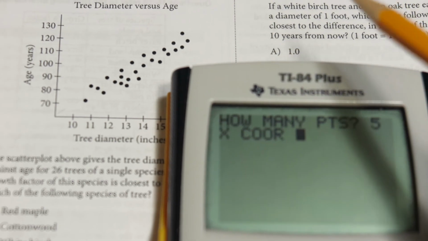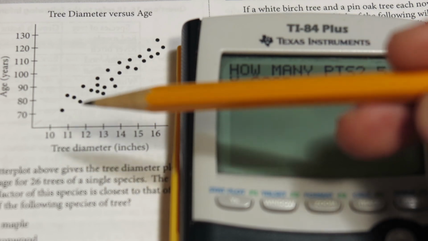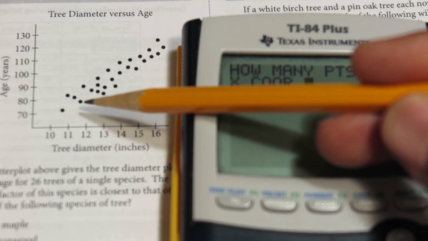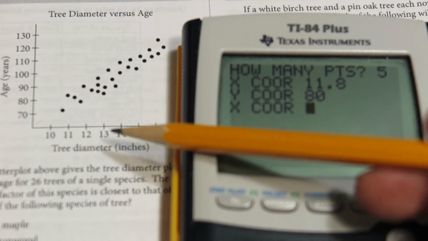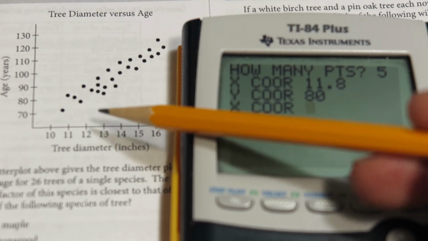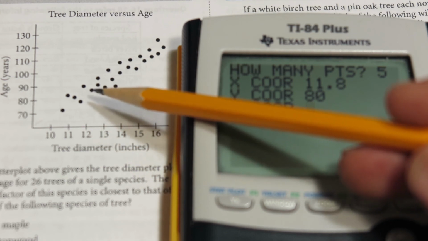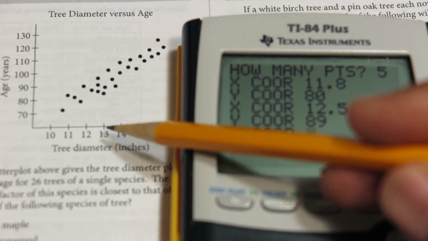And then compare that. All right, so here we're going to choose 5 points, and enter the x and y coordinates. I'm going to start here, with this one right here. That'll be about 11.8 and 80. So 11.8, and the y coordinate would be 80. Then let's go over here, about 12.5, and it's a little short of 90, so we'll say like 89.